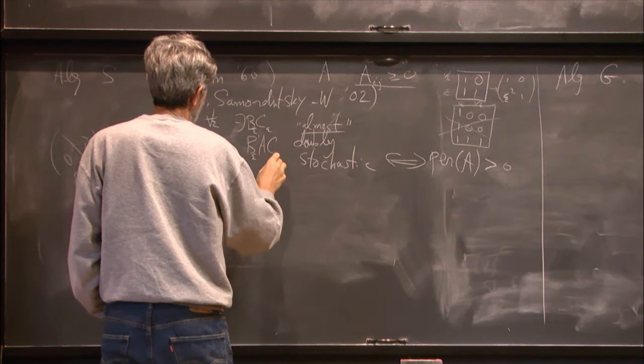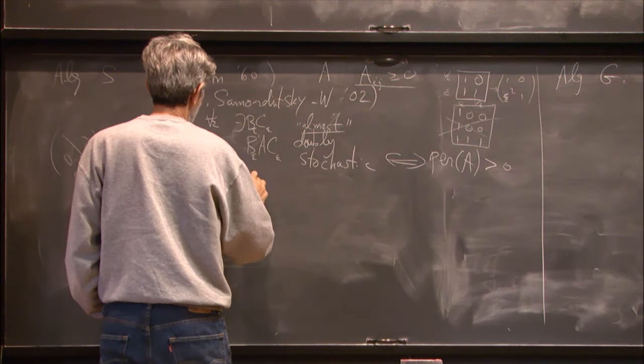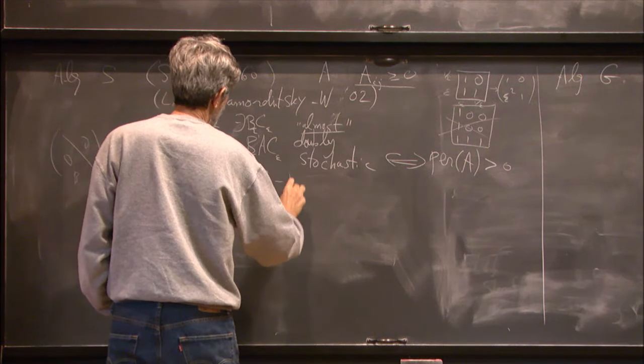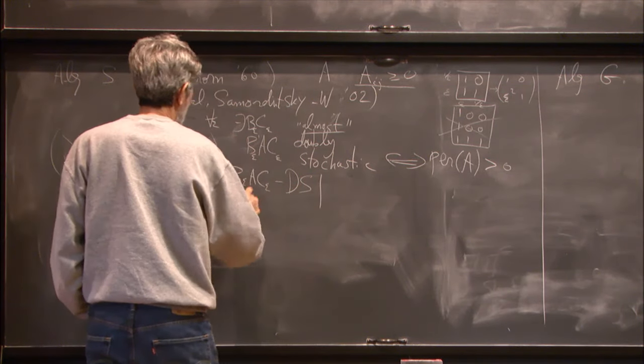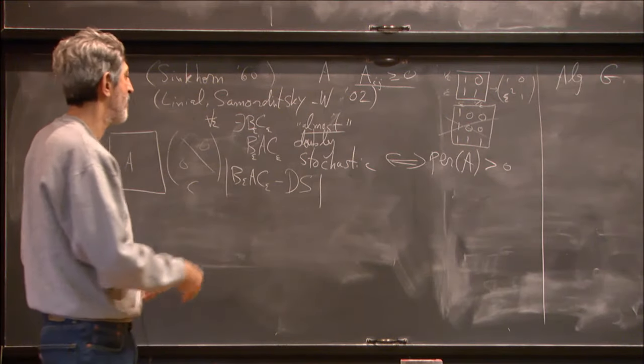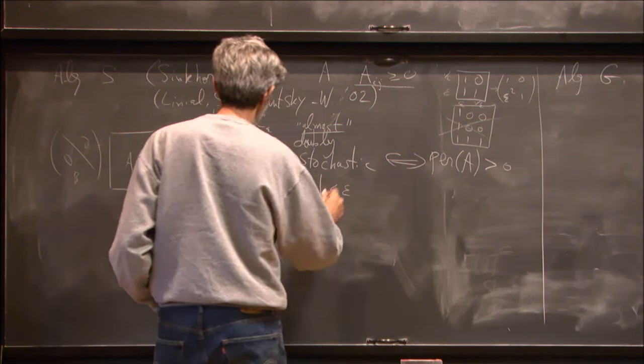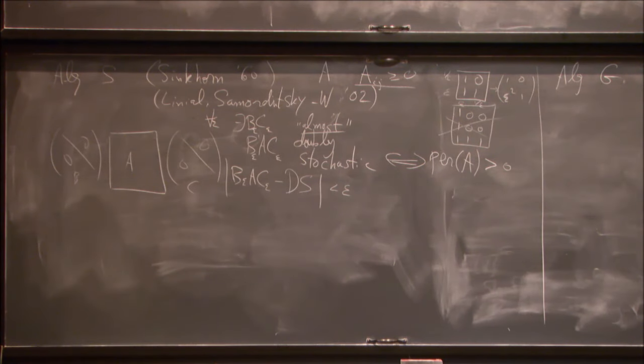So that B epsilon A, C epsilon, when you compare them to the doubly stochastic matrices in any norm you want, the row sums, the column sums, this is in any norm, it doesn't really matter. L1, L infinity. So you want to converge to a doubly stochastic matrix. Okay? That's what you want to do, and this is possible if and only if the permanent is positive.